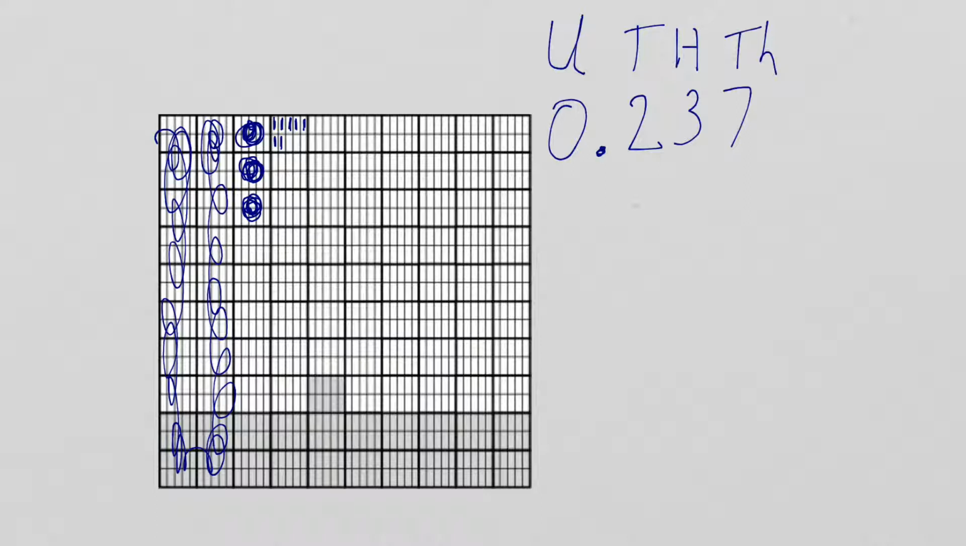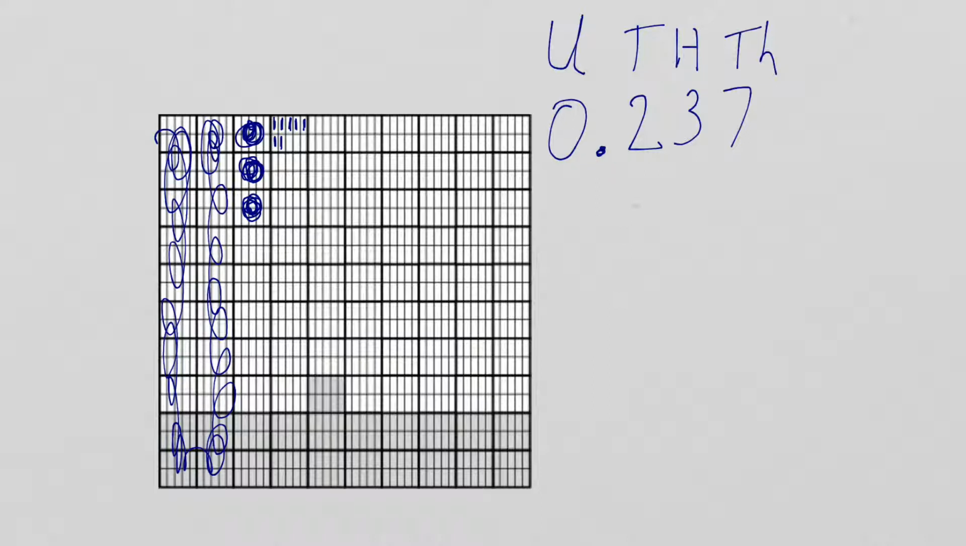Now I'm not going to write them out as a word form, but just like before, we would just write out the number 237, and then we can put thousandths at the end. Or if we really want to be precise, we can say 0 and 237 thousandths. Remember that the decimal point means the word and.